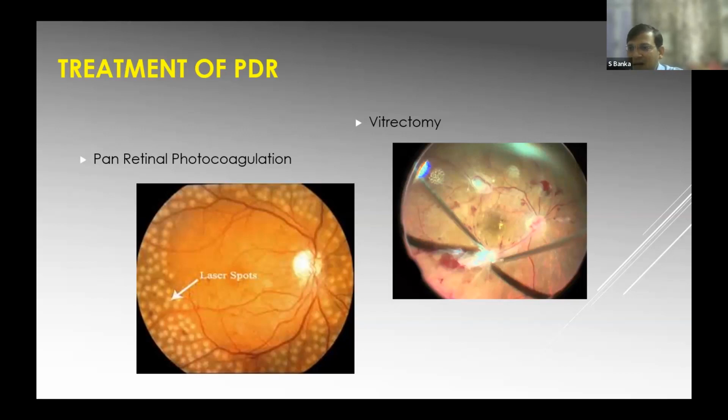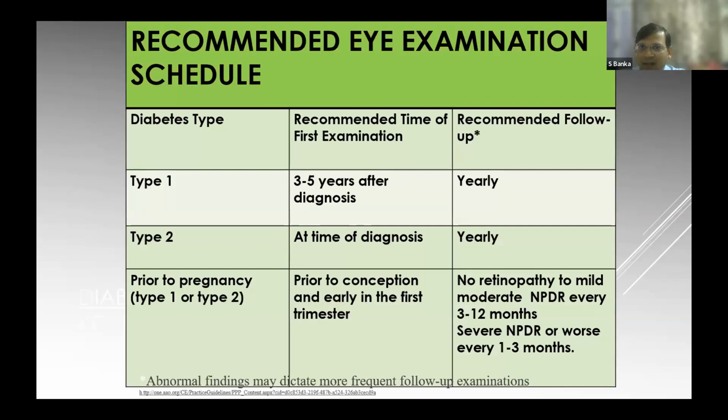And once you start getting complications like vitreous hemorrhage, proliferative vitreoretinopathy, or tractional retinal detachment, then vitrectomy is the only treatment which will help in restoring some vision of the patient. Now, the recommended schedule for eye examination for patients with diabetes, for type 1 diabetes, is that the first examination should be done within 3 to 5 years after diagnosis. And after that, a yearly follow-up should be done.